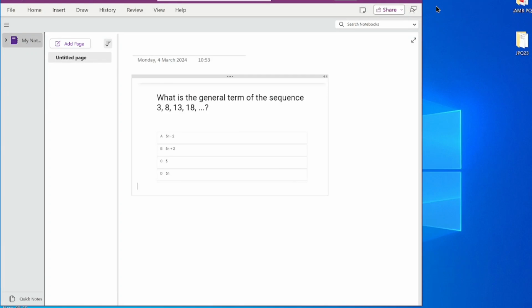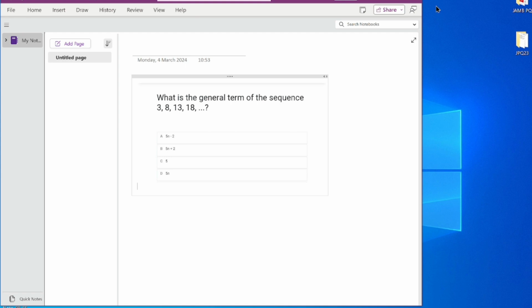This is a 2023 JAMB past question, and most JAMB questions are not really hard. But first, before you attempt any question, you have to know the topic the question is from, so as to better attempt it. The first question says, what is the general term of the sequence? This is probably from AP, arithmetic progression, or GP, geometric progression.